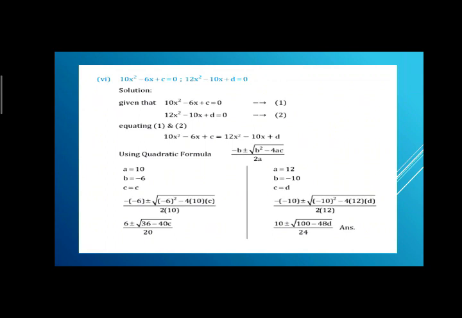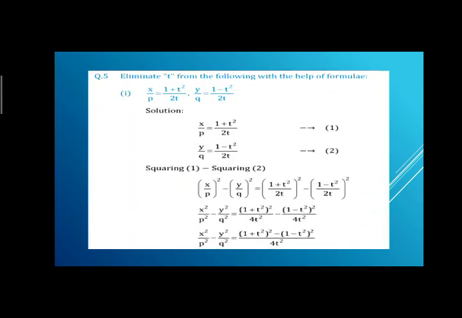So here we have the equations: 6 plus minus under root 36 minus 40c divided by 20, and 10 plus minus under root 100 minus 48d divided by 24. In both equations you just eliminate the variable x by using the formula method. Okay students, hopefully you all understand all these methods and you just practice all these methods for further understanding. Now we move forward to our next question, that is question number 5.